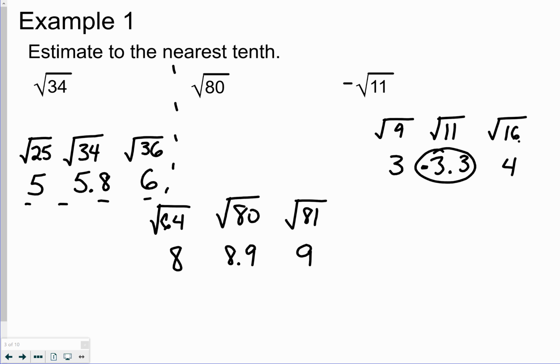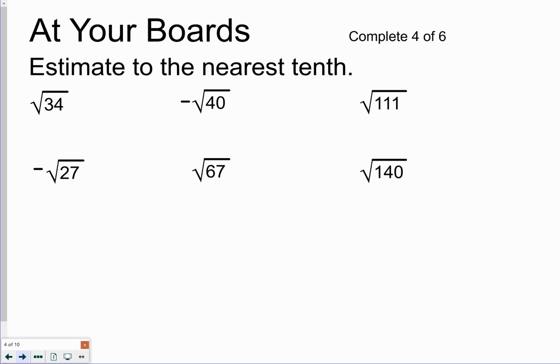Any questions on how to estimate? Okay, so you're about to do these 6, but notice at the top right it says complete 4 out of 6. So you don't need to pick all 6. Find 4 that you want to do at your spots. Questions? Ready? Go! I'll give you 5 minutes.